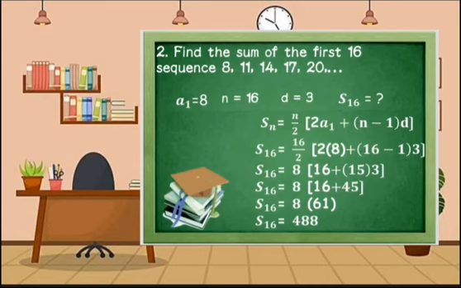Next, s sub 16 is equal to 8 times 16 plus 15 times 3 is equal to 45. Next, s sub 16 is equal to 8 times 16 plus 45 is 61. Then, s sub 16 is equal to 8 times 61 is equal to 488. So, our s sub 16 is 488.